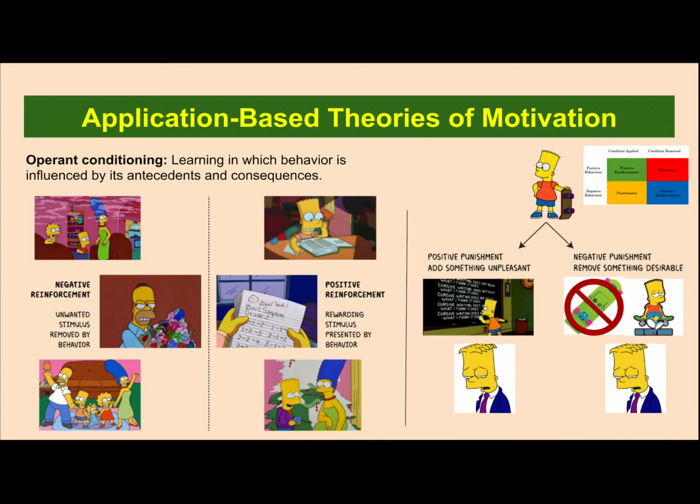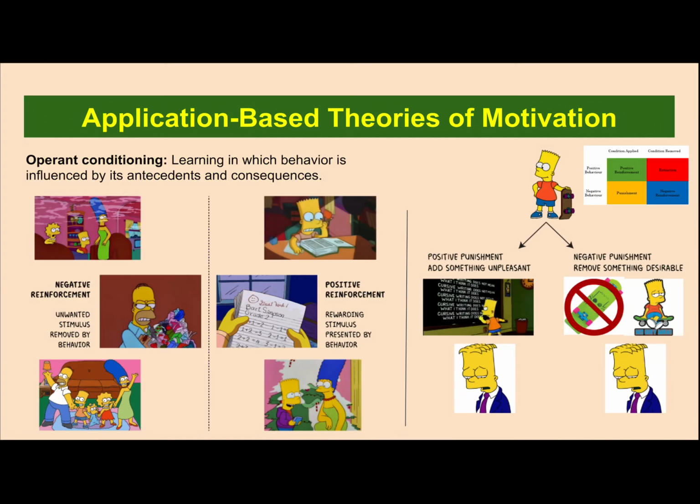So that's why that chart up on the top right is quite important, because you can see when you add a stimulus, when you add a consequence, if it's a good consequence, this is considered positive reinforcement. It makes people do the behavior more. If it's a bad consequence you're adding, it's called positive punishment, and it makes people do the behavior less.